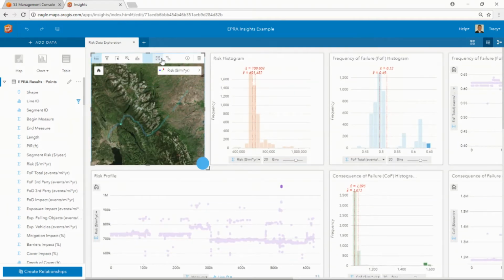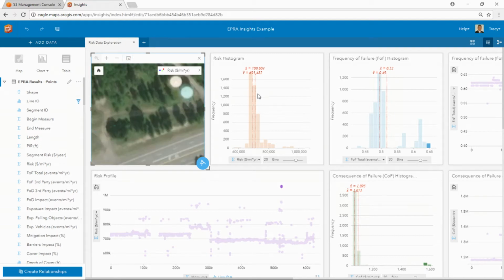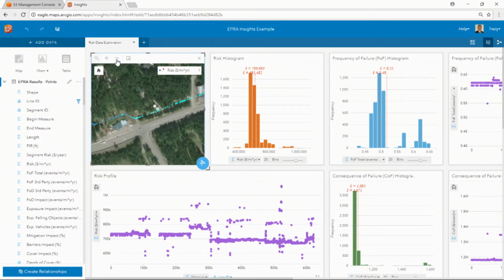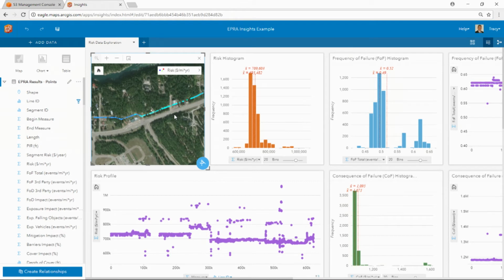Let's see if that makes sense in spatial context. So what I'll do is I'll go ahead and zoom in to that selected set of points. And actually, let's zoom out just a little bit. And what we can see is, yeah, that section of the line is right next to a major road, and it's actually in a common right-of-way with other assets. So that explains our exposure to sabotage and third-party damage.